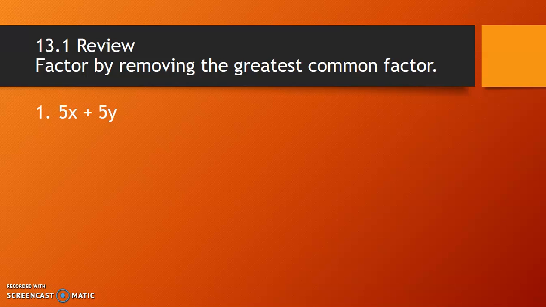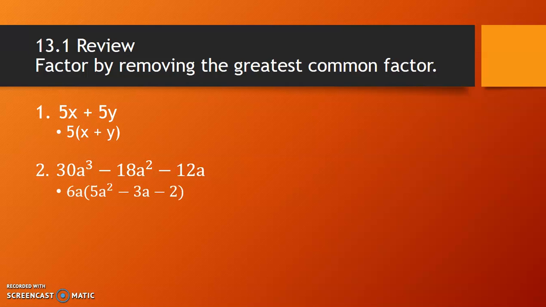So, for example, if you have something like this, 5x plus 5y, you can take out a 5 from both of them, so your factored form would be 5 times (x plus y). If you have something that looks like this, 30a to the third minus 18a squared minus 12a, I would look at all three numbers and see what's the biggest number you could pull out, and look at all the letters and see do they have anything in common. So you could pull out a 6 and an a, and that would leave you with 5a squared minus 3a minus 2.